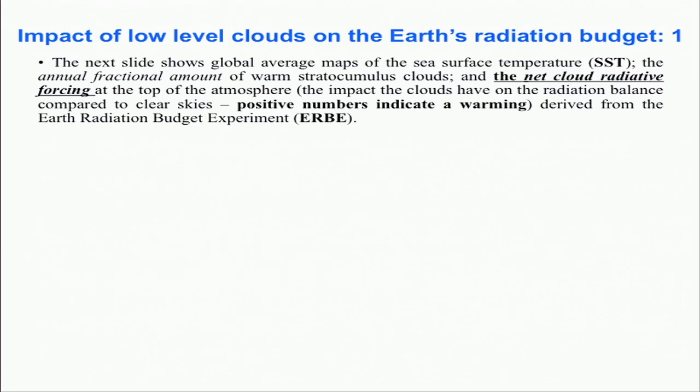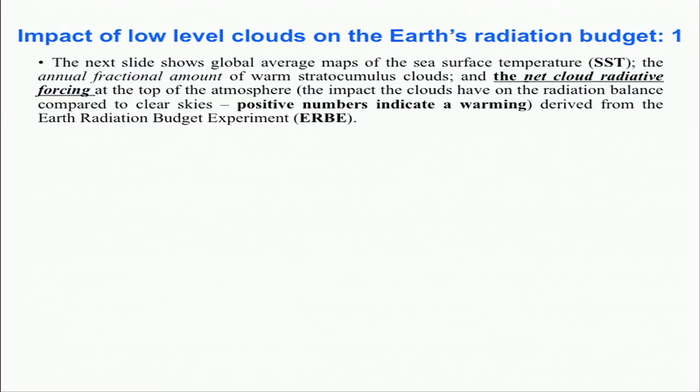Okay, so we're going to look at several pictures now. I just wanted to go through what we're going to see beforehand so you understand what's coming. We're going to see some global average maps. There's going to be three of them. We're going to look at the global average sea surface temperature. We're going to look at the annual fraction amount of warm stratocumulus clouds. When we say warm, it means we're not forming ice in them. And we're going to look at the net cloud radiative forcing at the top of the atmosphere.